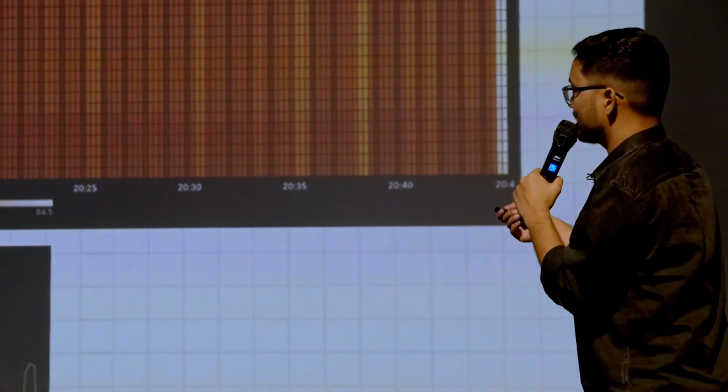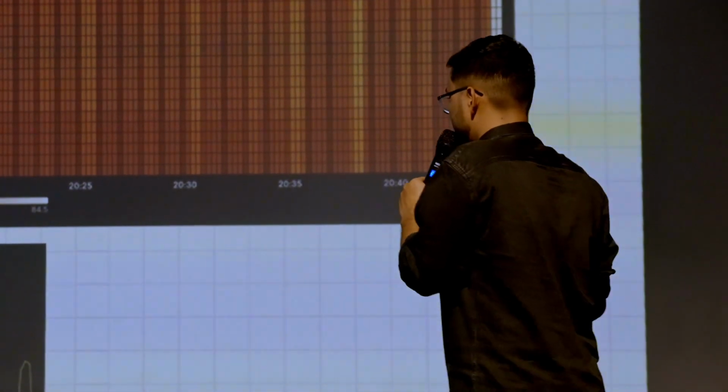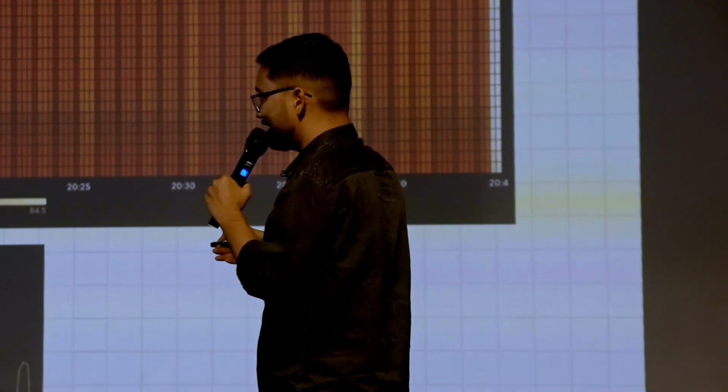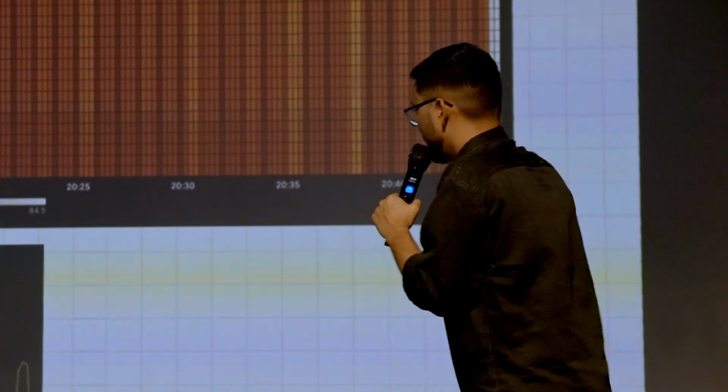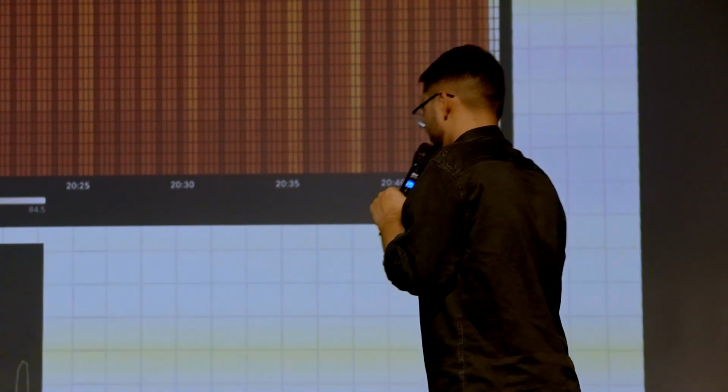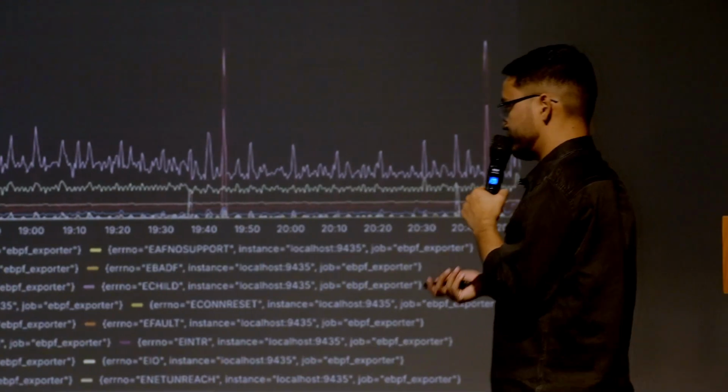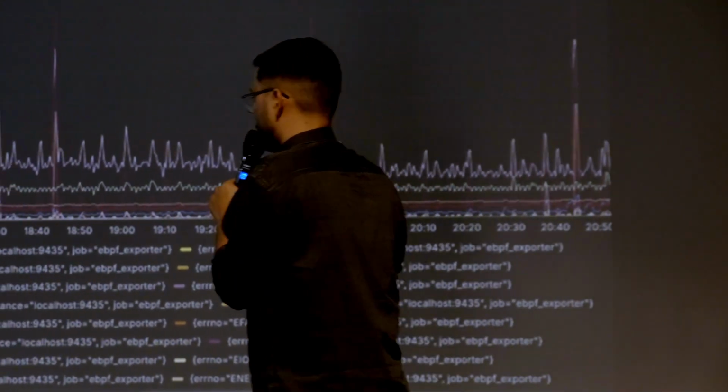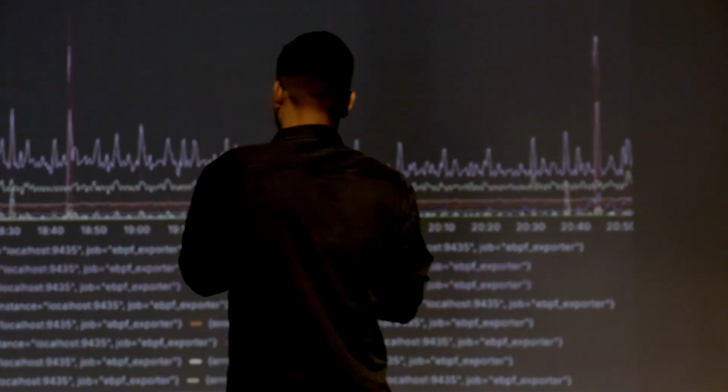And for the disk as well, there are different heat maps for disk I/O latency, file system I/O latency, and their P95 percentile as well. And here are some for system calls as well. System call totals and system call error totals.